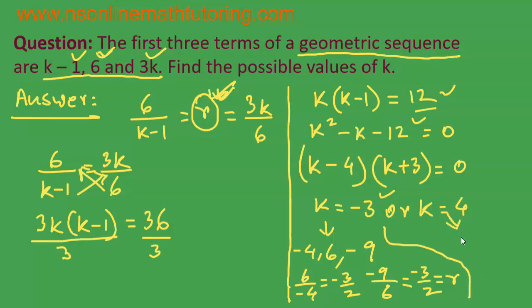And what about k equal to 4? When k equal to 4, what are the terms? 4 minus 1 is 3. Second one is 6, and 3 times 4 is equal to 12. So this time, what is the value of r? We can straight away write, 6 divided by 3 is 2, or 12 divided by 6 is 2. So in the first case, when k is equal to negative 3, r is equal to negative 3 over 2 or negative 1.5, and when k is equal to 4, r is equal to 2. Okay. So we give the answers as k is equal to negative 3 or k is equal to 4.